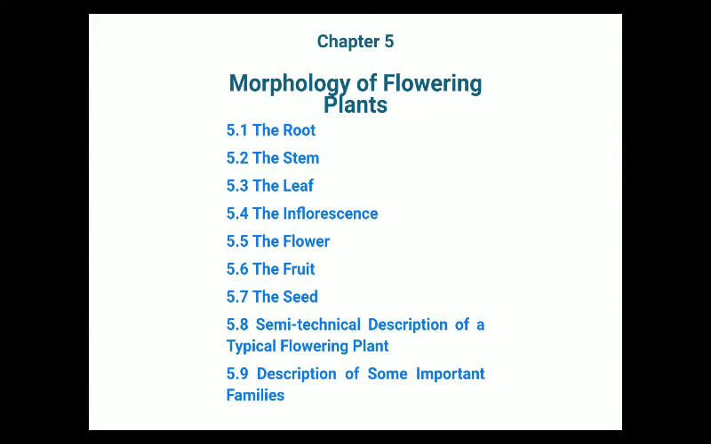So, morphology means study of external body features. What we can see from outside, root, stem, leaf, flowers, fruits, we can see from outside. So study of these things is known as morphology. So mainly in morphology of flowering plants, we have to study about the root, stem, leaf, inflorescence, flower, fruit, seed, and semi-technical description of typical flowering plants and description of some important families. So about these things we have to study in this chapter. So first we will start with the root.